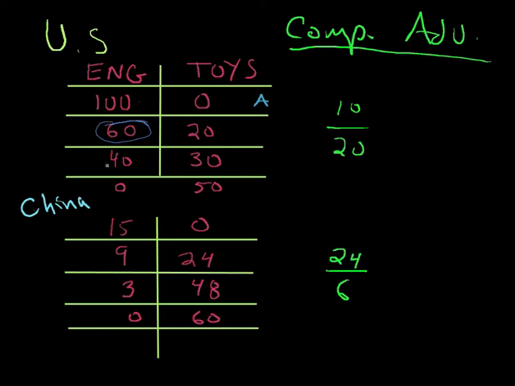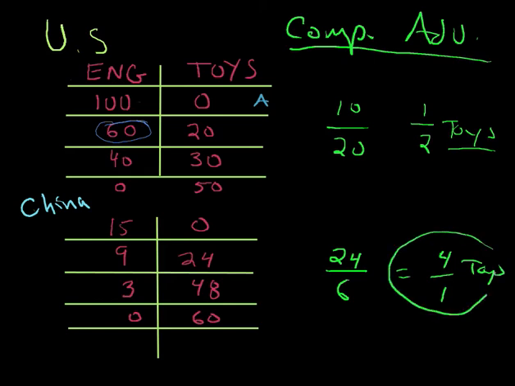When the United States increases engineering production, they don't lose so many toys. Let's simplify these fractions. You get 1/2. As a matter of fact, the United States loses 1/2 toy for every increase in engineering. That's not a lot of toys, is it? How about China? 24/6, that equals what? 4/1. So what happens when China increases its engineering production? It loses 4 toys. This is the idea. The United States only loses 1/2 a toy when it increases engineering production. China would lose 4 toys.